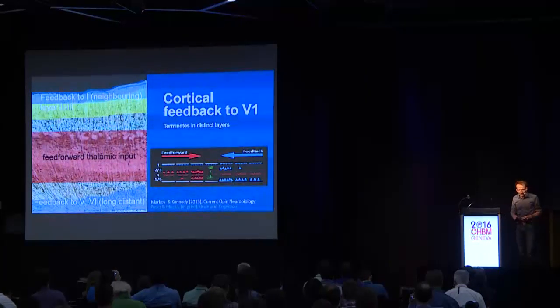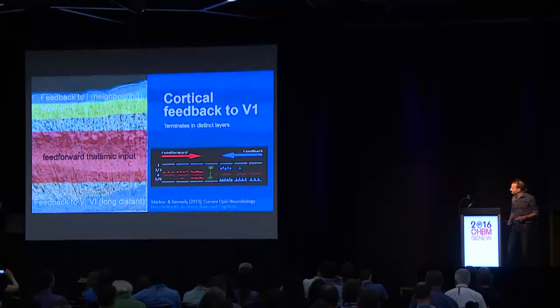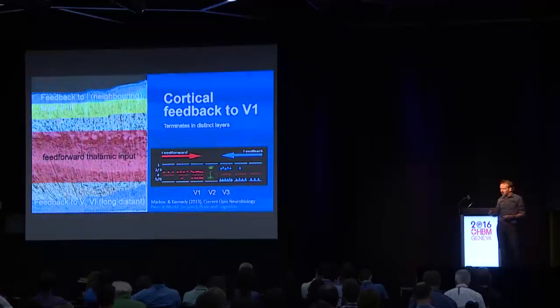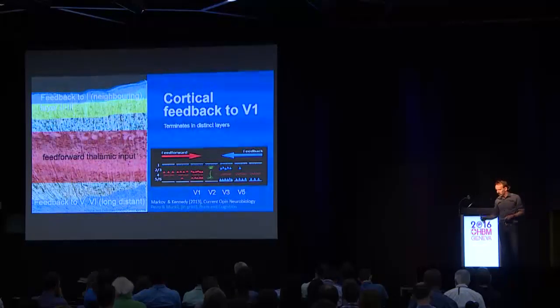And there's an interesting pattern that was shown by Markov and Kennedy, reviewing 25 years of monkey anatomy, showing that from neighboring areas, proximal areas in the hierarchy, like if you take V2, then from V3, feedback would predominantly go to the superficial layers as well as the deep layers. Whereas if you take more remote areas, the feedback tends to target more the deep layers.